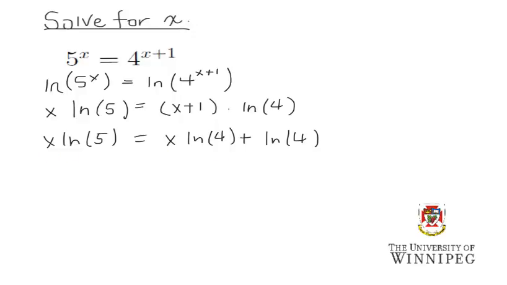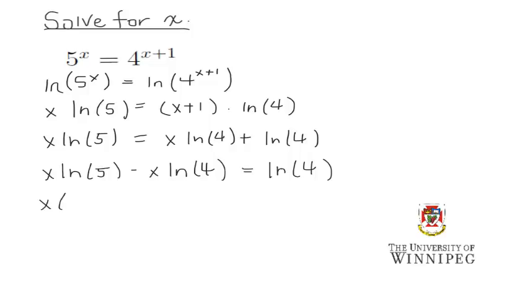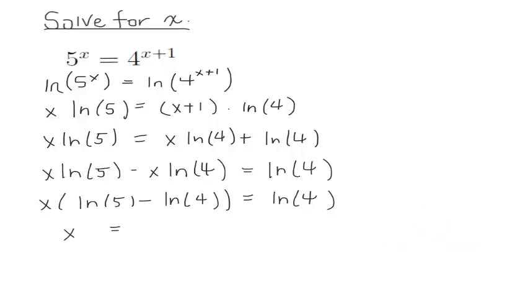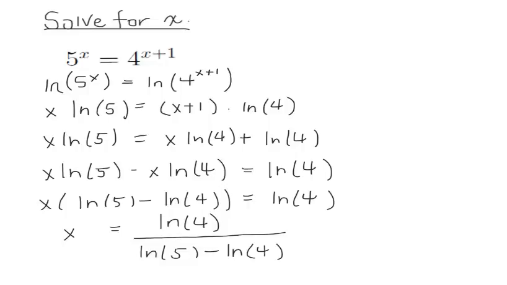I'm going to put them both over on the left-hand side of our equal sign. So I'm going to subtract x times ln of 4, and my right-hand side is going to be left as just ln of 4. Factoring out x on the left-hand side should give us ln of 5 minus ln of 4. And we can divide both sides by ln of 5 minus ln of 4. And that's going to give us a final answer of ln of 4 all over ln of 5 minus ln of 4.